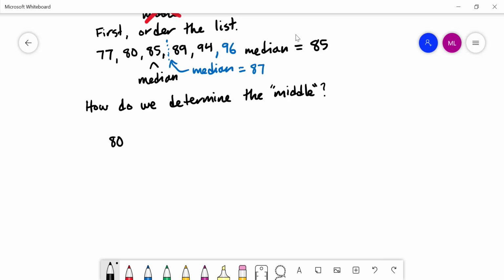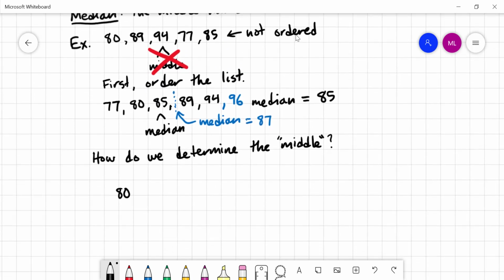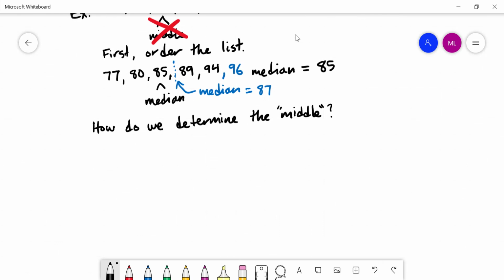So let me do the sorted list. So 77, 80, 85, 89, and 94. And let's forget about that 96. Let's pretend that wasn't there for now. What I'm going to do is number each of these by which position in the list they fall in. And I'm going to use the letter L, capital L, to represent the position of each of these. So this is at position 1, position 2, position 3, position 4, and position 5.